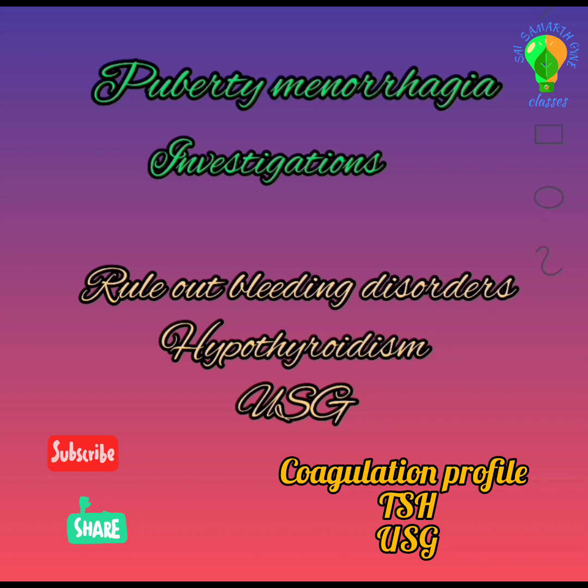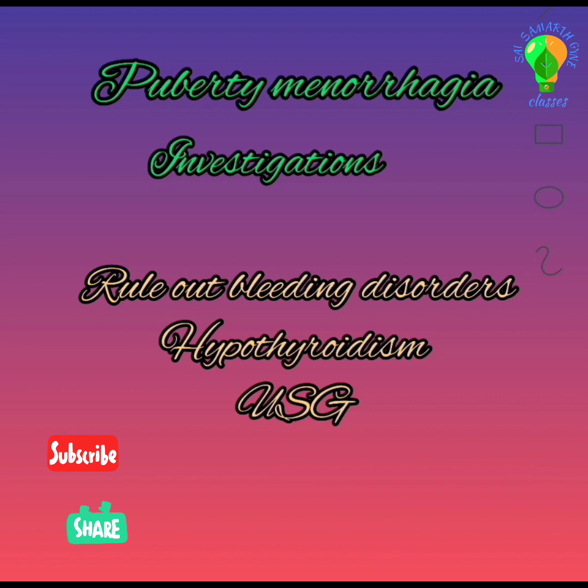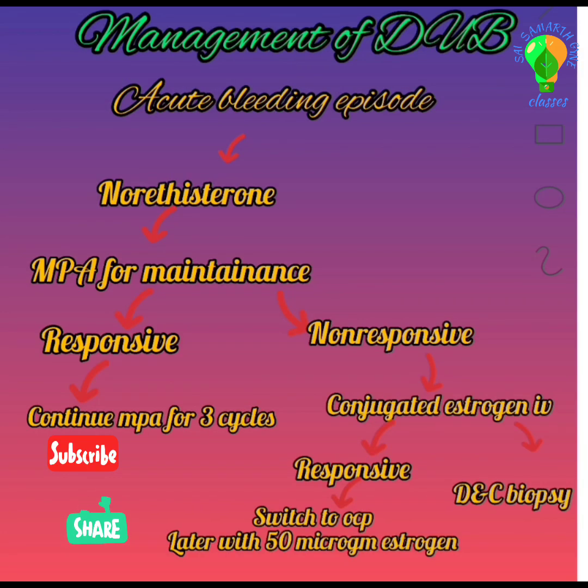Then the second investigation is thyroid profile. So always rule out hypothyroidism in every age group of DUB. And the third investigation is ultrasonography when we want to rule out any organic pathology behind the heavy bleeding, menorrhagia. Okay. The first step in management is psychological counseling and reassurance. The second thing is that you have to control the bleeding now.